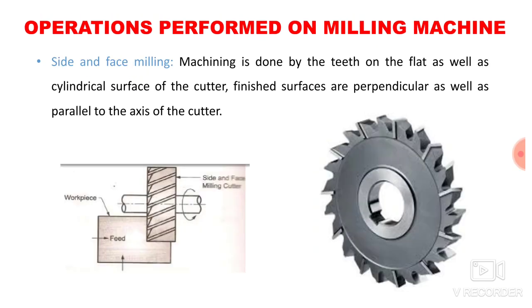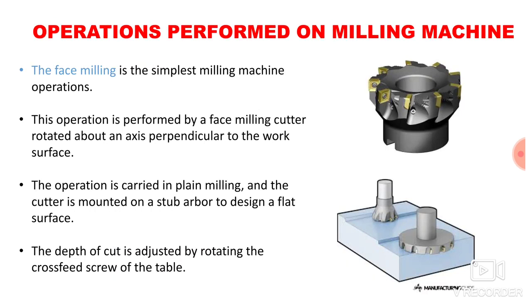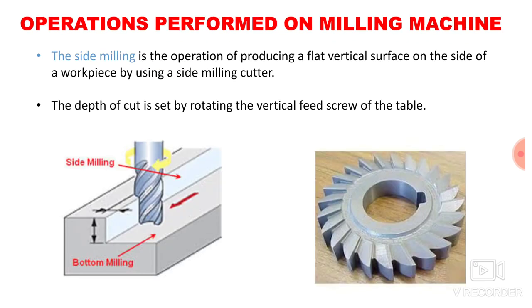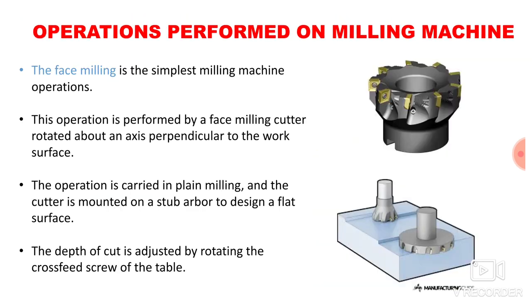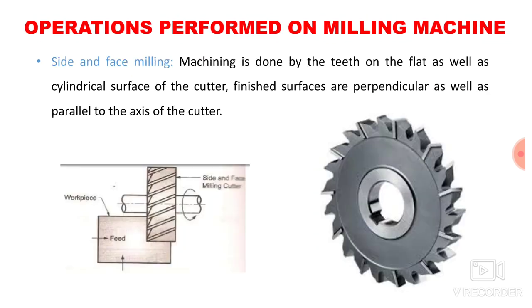The next operation is side and face milling. Here we are combining two different operations. In an earlier slide we discussed face milling, and before that side milling. Now we are combining the two operations, that is, side and face milling. Machining is done by the teeth on the flat as well as the cylindrical surface of the cutter. Finished surfaces are perpendicular as well as parallel to the axis of the cutter.